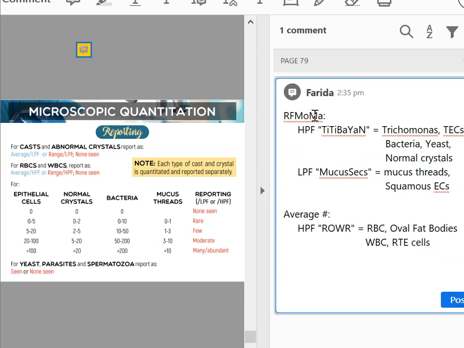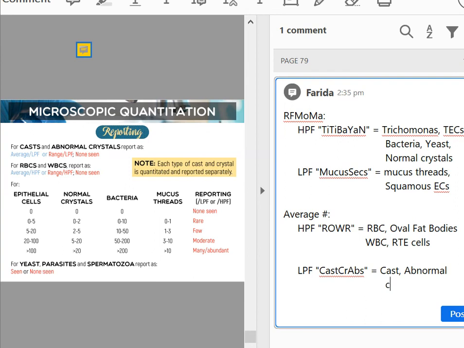And then if per LPF, we use the term "cast crabs." Take note, guys, LPF has only two: cast and abnormal crystals.